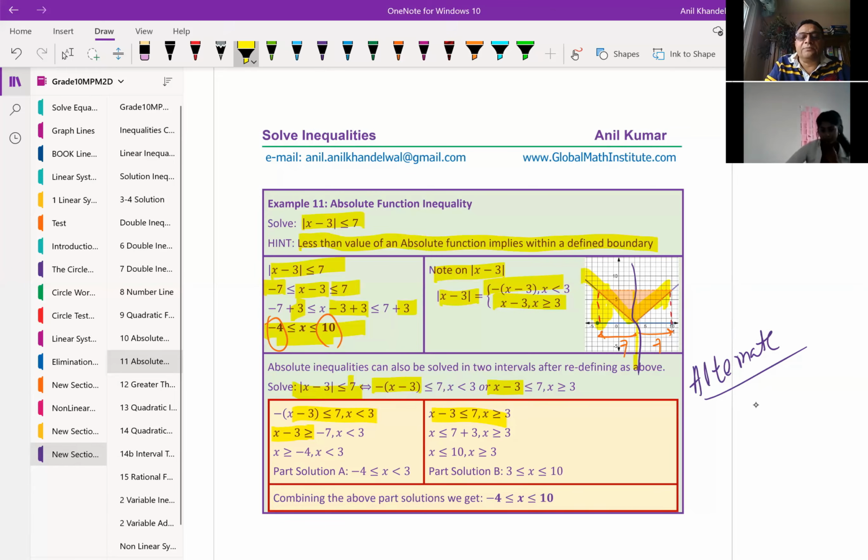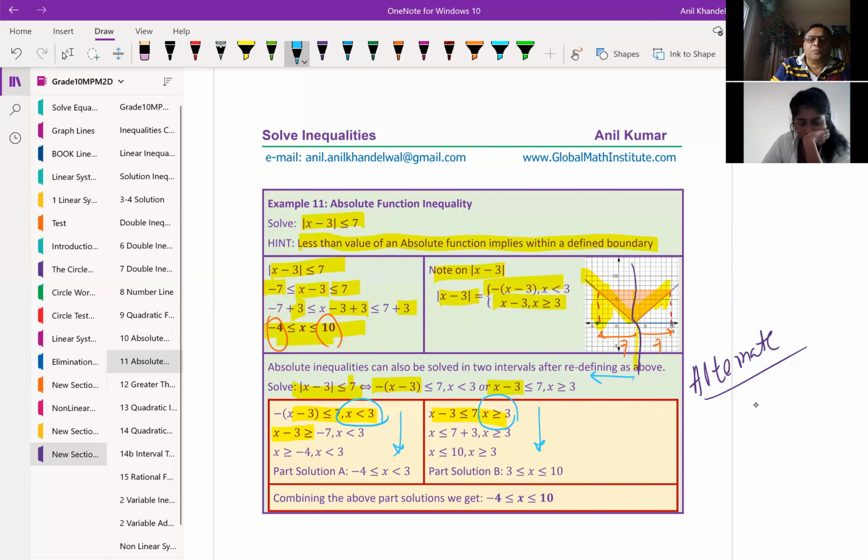The negative portion of this is when the x value is less than 3. So this is the interval. When x is less than 3, you are working in this area. In that case, the negative of x minus 3 should be less than or equal to 7. So we flip this side. But if you're working on the right side, then you keep the function as such: x minus 3 is less than or equal to 7. And then you solve both inequalities.